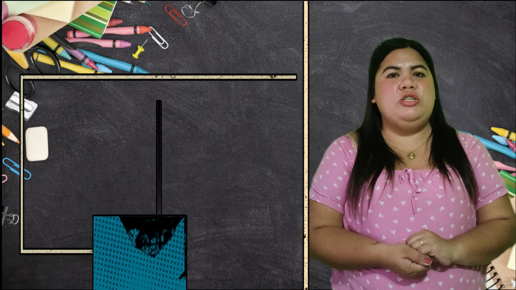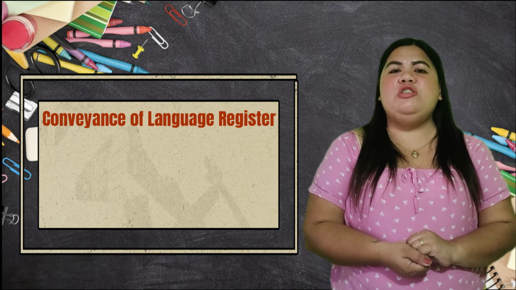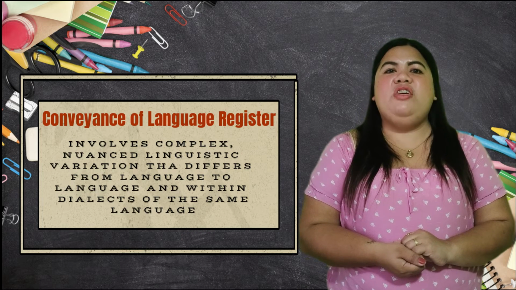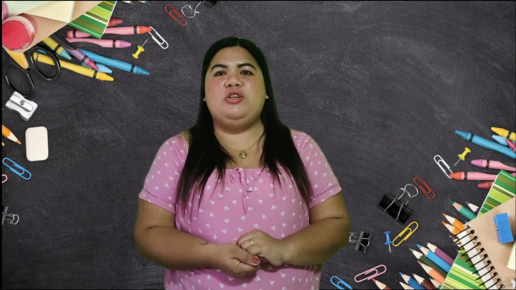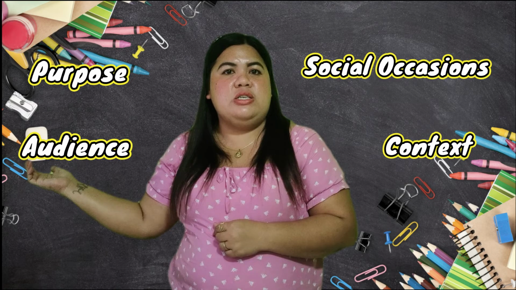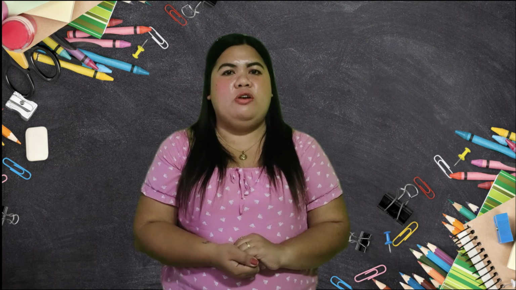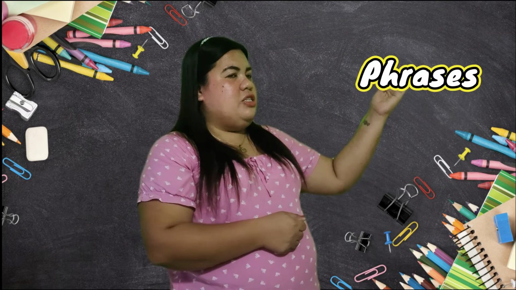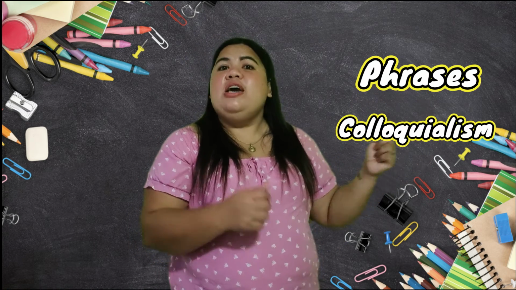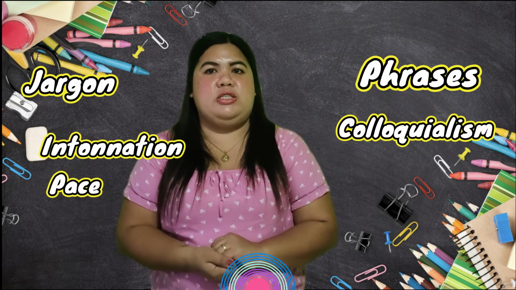Conveyance of the language register involves complex, nuanced linguistic variation that differs from language to language and within dialects of the same language. They are determined by such factors as social occasions, the context, the purpose, and the audience. Registers are marked by a variety of specialized vocabulary and turns of phrases, colloquialisms, the use of jargons, and the difference in the intonation and pace.